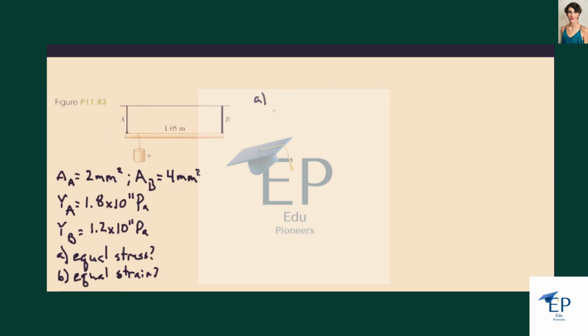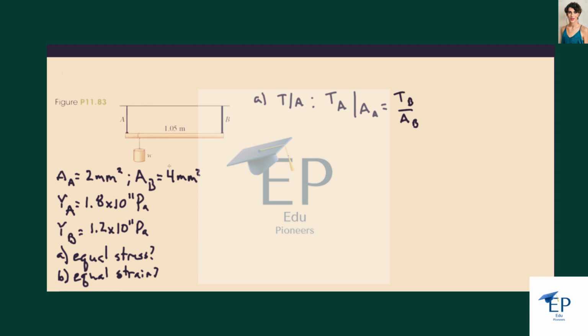So we want the stresses to be equal. And the stresses are going to be the tension divided by the area. So we want this to be the same for both wires. So the tension in A divided by the area of A equals tension in B divided by the area of B.